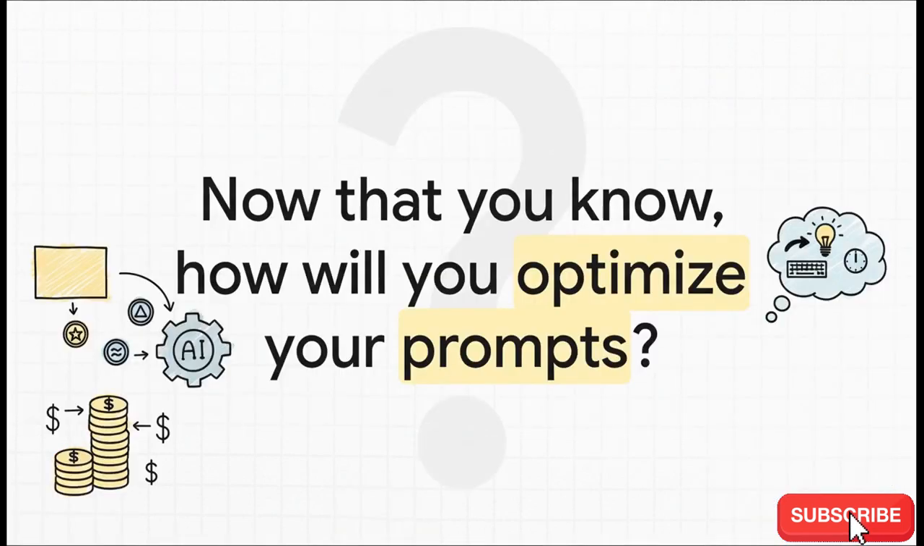And that's a wrap. You now know that tokens are the currency of these models, that every model has its own unique vocabulary, and that this leads to some really important trade-offs in efficiency and cost. So I'll leave you with a question. Now that you know all this, how are you going to change the way you write your prompts and build your apps?